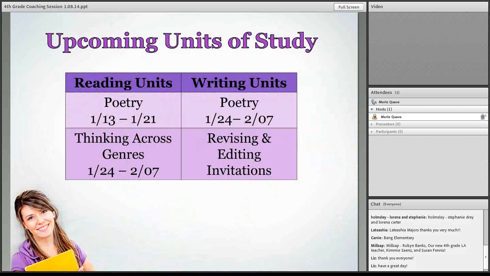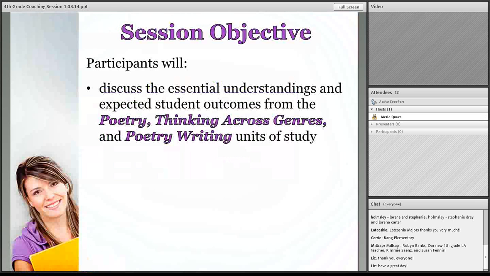So today we're going to be talking briefly about the poetry reading unit and writing unit, as well as the Thinking Across Genres Part 2 and our current revising and editing invitations. And of course, our objective will be to make sure you understand what the students need to know and what they should be able to do by the end of each of these units.